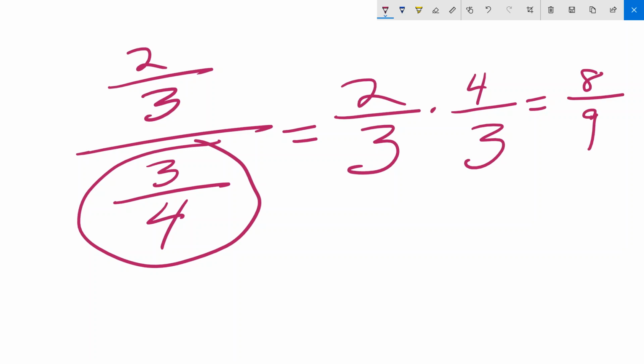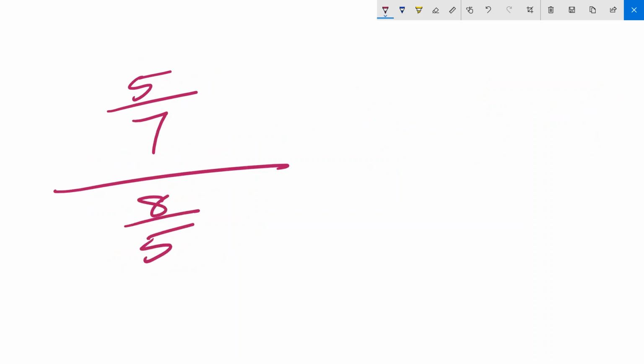Can that be simplified? No, you cannot find a number that divides equally into 8 and also into 9. So fractions is no problem. Even a complicated fraction like this. Let's do this. Turn that into a multiplication problem. What does it become?